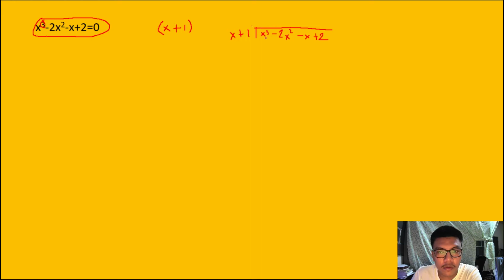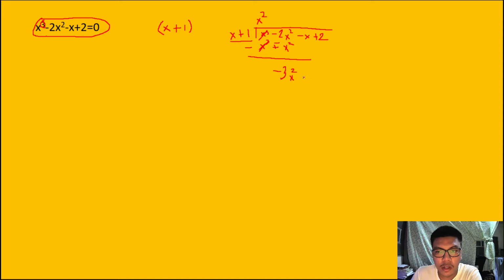First thing to do, so we divide x³ by x, ano? So x³ divided by x, that is x². Then we multiply x² to this factor na x + 1, ano? So x² times x, that is x³. Then x² times 1, that is positive x². Okay, so then we apply subtraction. So magiging negative to, then ito negative din. So we cancel this x³, sila ay similar but opposite signs, ano? Then we have -3x².